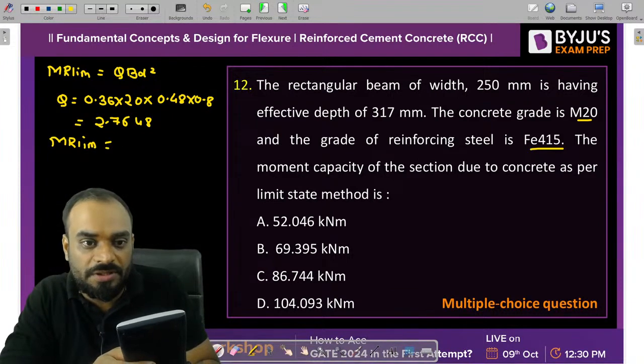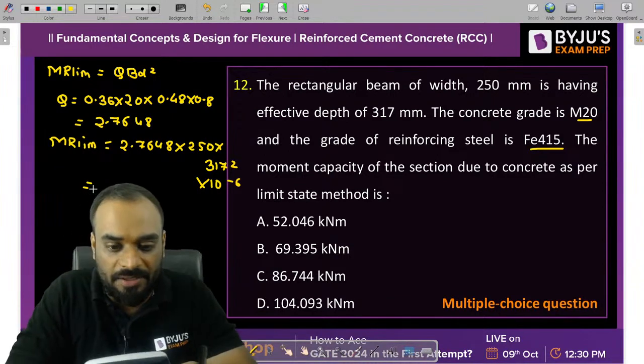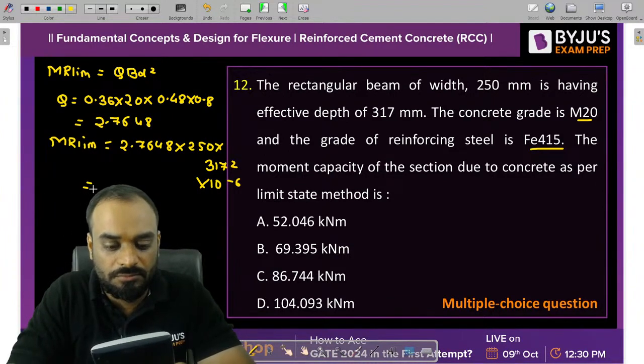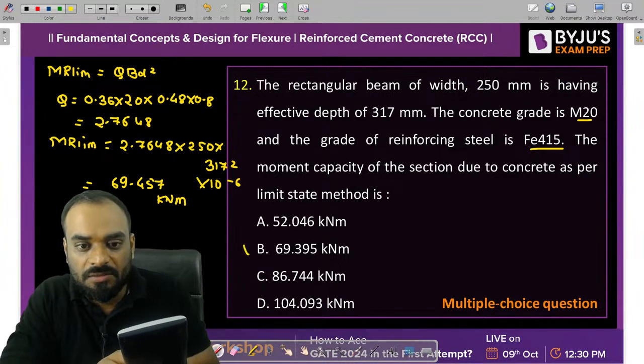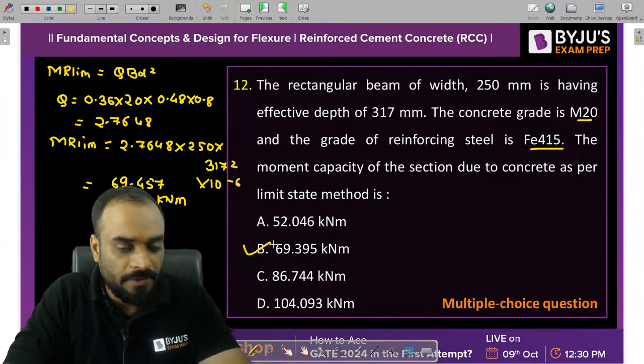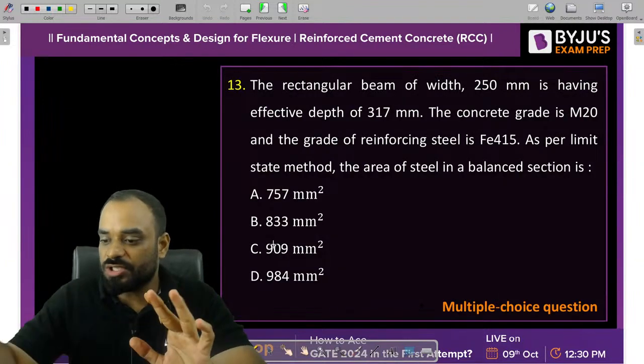So let's calculate the MR limiting value. MR limiting is equal to how much? It is 2.7648 multiplied by b. b is equal to how much? It is 250. And then multiply by small d, which is 317 square, and multiply by 10 raised to the power minus 6, so that you will get the value of MR. So guys, we are getting a value of 69.457 kilonewton meter. That means B is the correct answer for the problem. Yes, very nice.